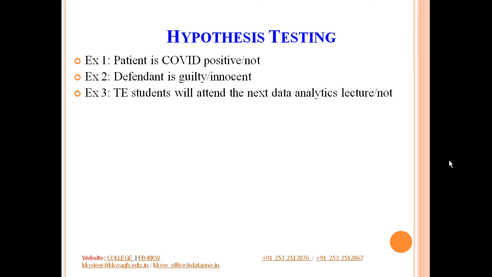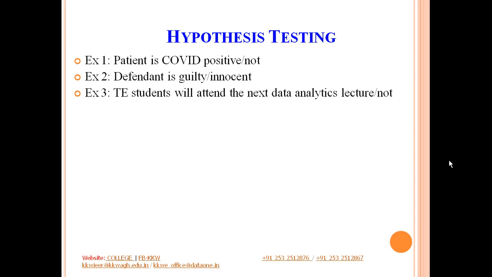Now in these three examples you have observed that there are two parts of the statement. One part says patient is COVID positive, the other part says patient is not COVID positive. So we are considering two mutually exclusive statements. They don't have anything in common. What does that indicate? Either of the two statements can be true. Both cannot be true at the same time, right?